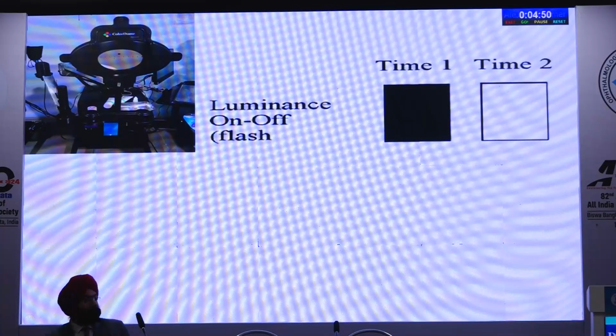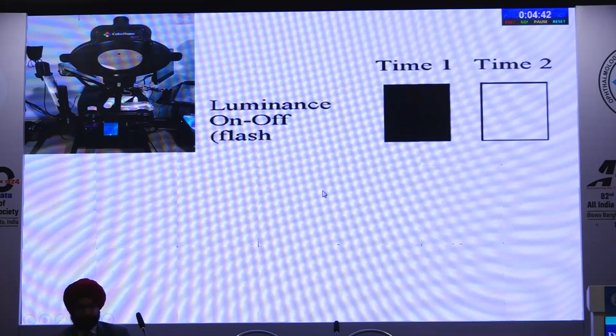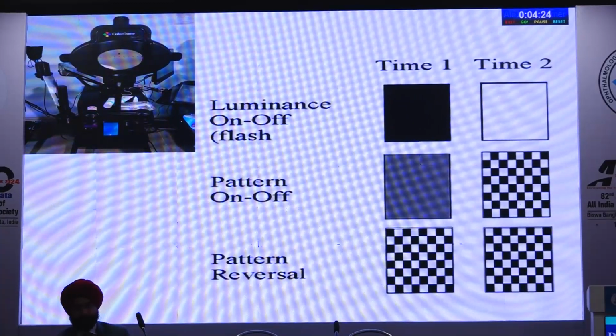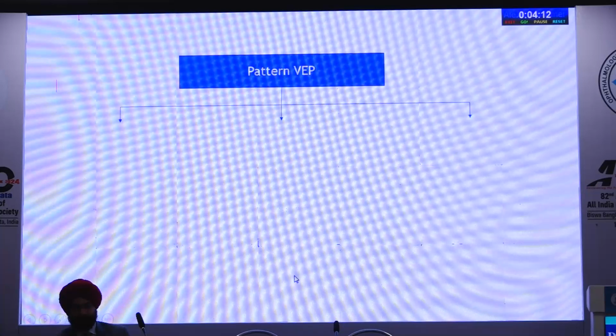There are three different modalities of testing this. A gross flash VEP, where there is just an on and off pattern such as this one. This is done when the visual acuity is extremely low and we just need to know the integrity of the visual pathway. There is the other pattern, the on and off pattern, where we just switch on the pattern and switch it off. This is used occasionally in cases where the media is hazy. But the most common pattern used is the pattern reversal, which alternates between this checkerboard and the other checkerboard, black and white, and this is most commonly used.